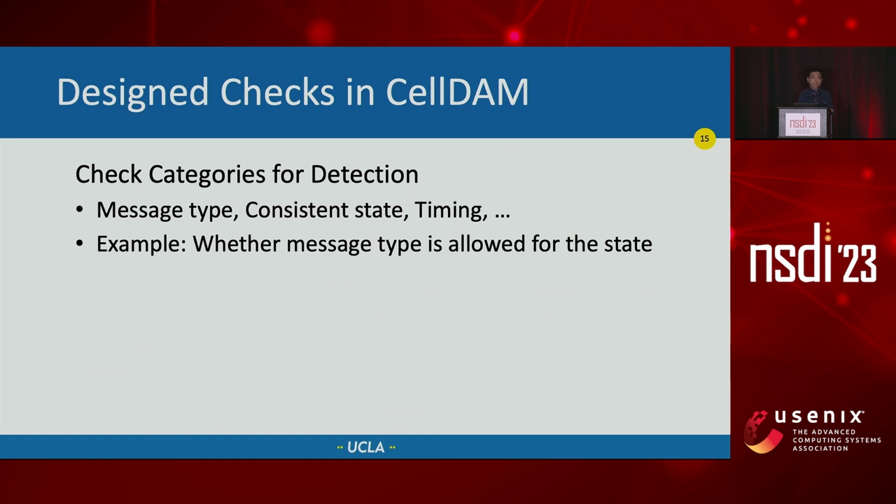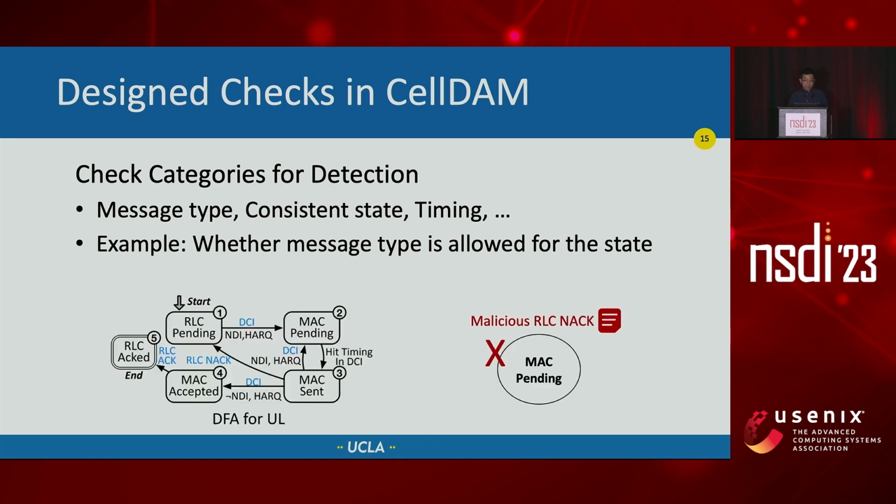For example, checking whether the incoming message type is expected in the current state, checking whether the state is consistent, or checking whether the timing of the incoming message is expected. One typical example is checking whether the message type is allowed. Let's still use the previous example. If the MAC layer is in this specific state and the RRC receives such a message, it is not possible, and it is well caught by our checks. For example, in this MAC pending state, this RRC message is not expected.